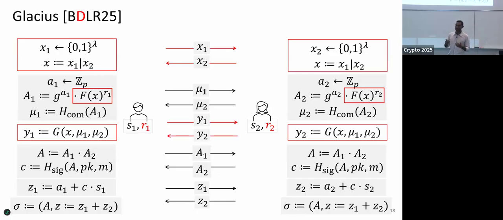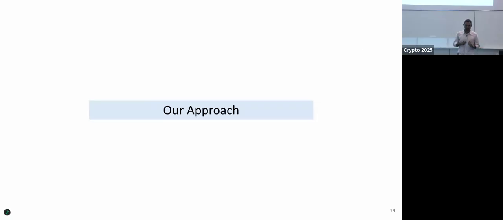So these are the 2 additional rounds that our previous construction introduces on top of the standard 3-round Schnorr protocol that we have seen. In this paper, our whole goal is to remove these 2 rounds, and we'll briefly see how we do it. Okay, let's look at our approach.